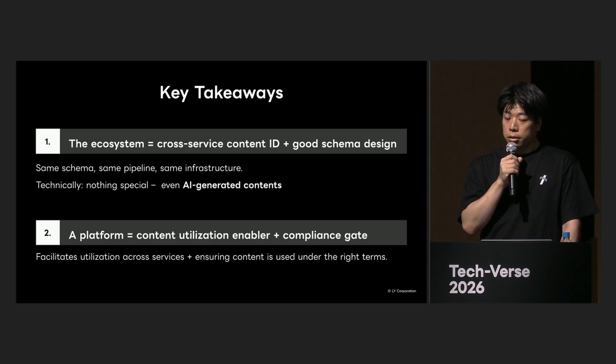Finally, I would like to summarize 2 points of what I have told you today. The key to this content ecosystem is a common ID for service consultation and good content schema design. New content formats also use the same schema, the same pipeline. We were able to use the same platform and decided to treat AI-generated content specially during the provision.